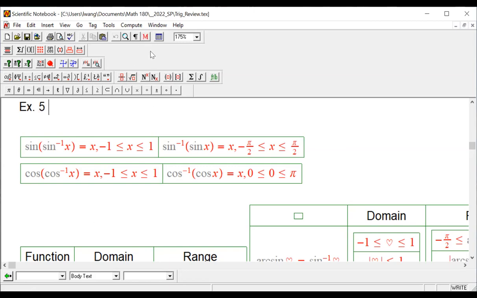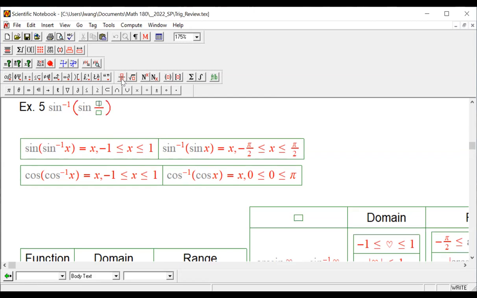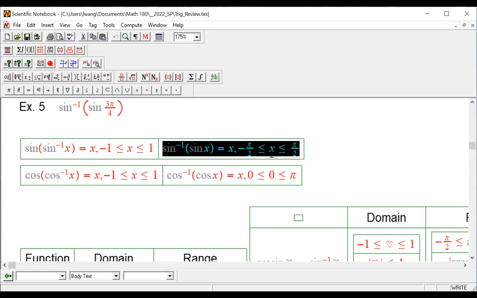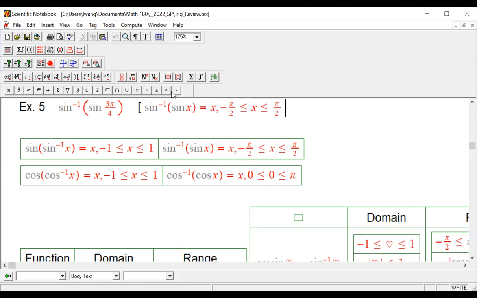Okay, and this time we have arc sine of sine of 3 pi over 4. And of course, now we'd like a shortcut, right? Does a shortcut apply? This is the only shortcut that looks like it may be useful. It doesn't apply. Why? Because 3 pi over 4 is outside the interval, right? So too bad, it does not apply.